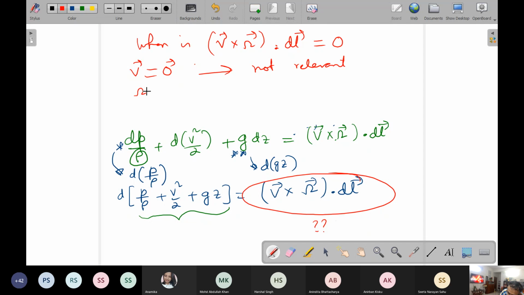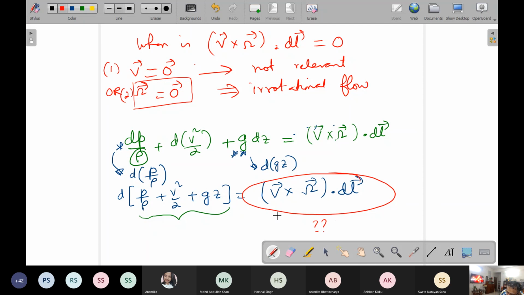But you will have another obvious case which is relevant, coming out of this. So this is either 1 or 2. This is called irrotational flow. We have seen earlier in kinematics that for irrotational flow, this will be 0.